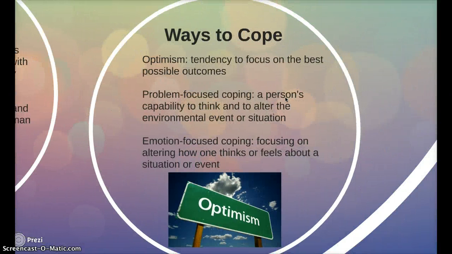Dealing with stress is a part of life that you can't really get around. It's inevitable. There are many different ways to cope, but one of the most effective ways is optimism, which is the tendency to focus on the best possible outcomes. There are two types of coping. There's problem-focused coping, which takes into account the person's capability to think and alter the environmental event or situation. And then there's emotion-focused coping, which focuses on altering how one thinks or feels about a situation or event.